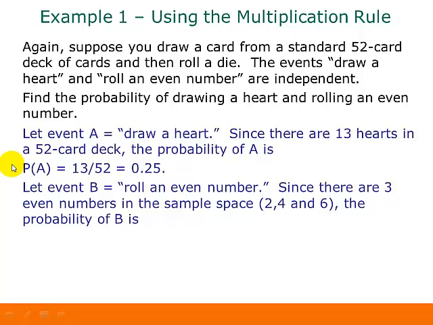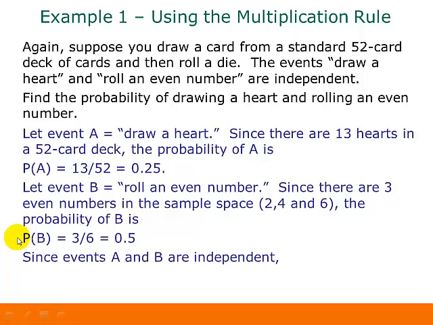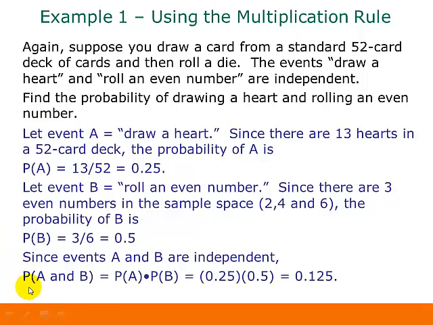Now let's let event B equal roll an even number. Since there are 3 even numbers in the sample space, 2, 4, and 6, the probability of B is 3 divided by 6, or 1/2, or 0.5. Since the events A and B are independent, we can use our multiplication rule. So the probability of A and B, so of both events occurring, is just the probabilities of the two multiplied together. So it's 0.25 times 0.5, which is 0.125. If we do this in fraction form, we'd have 1/4 times 1/2, which equals 1/8.